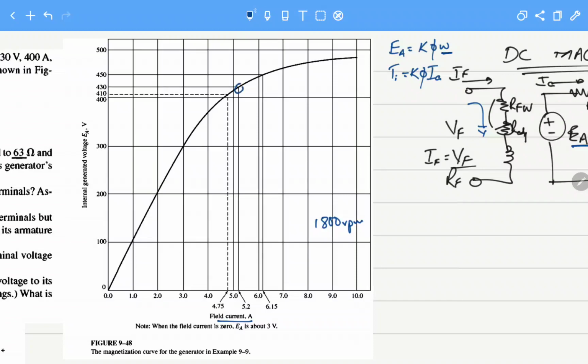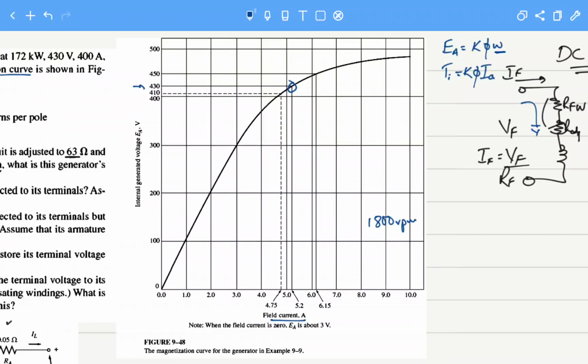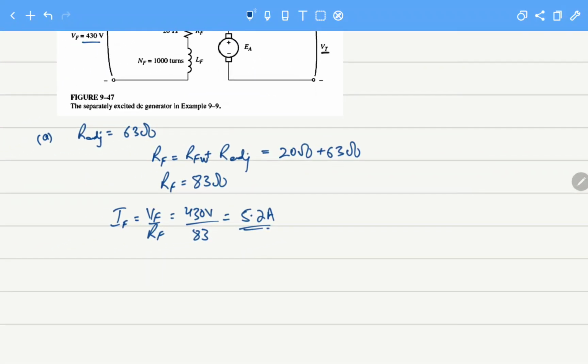So the voltage should be this volt. Internally generated voltage should be 430 volts. And this is just a coincidence that the field voltage and this voltage are the same. So I say, okay, in this case the voltage induced will be 430 volts. And I say this is my answer, but no.